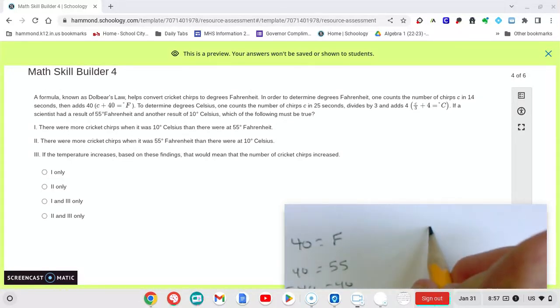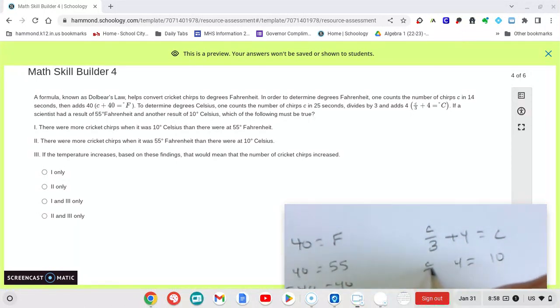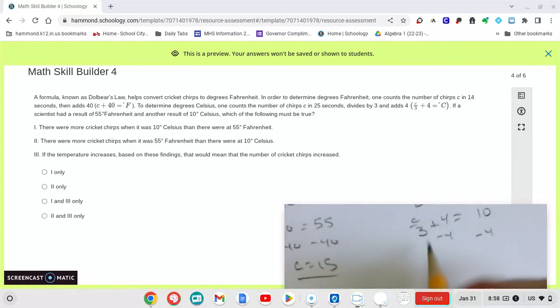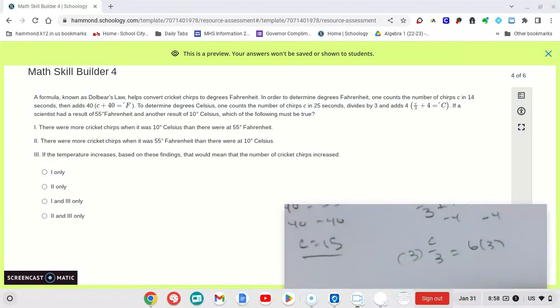Now, let's take a look at the Celsius reading. Chirps divided by 3, add 4, gives us our Celsius reading, and that reading was 10. Similarly, solving for chirps, we find out that it is 18. So there were more chirps when it was 10 degrees Celsius than there were at 55 degrees Fahrenheit, which is statement number 1. So we know 1 is true.